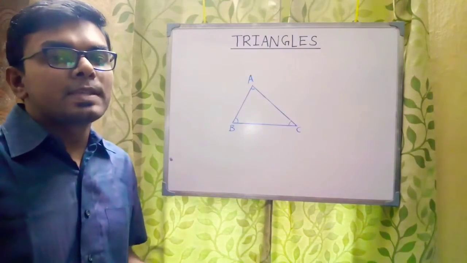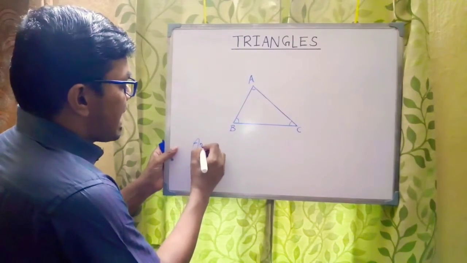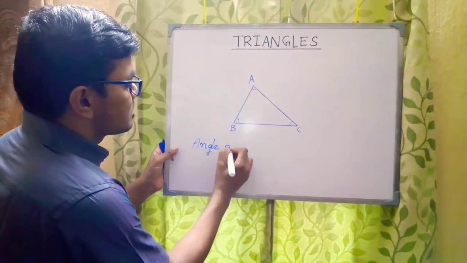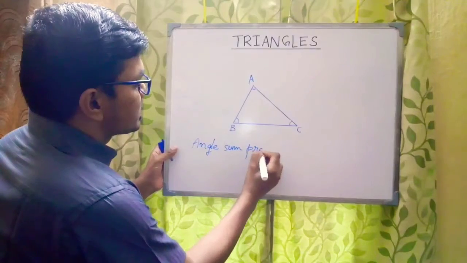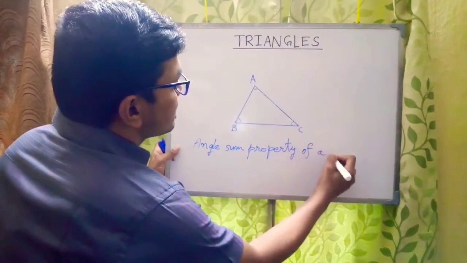Now we come to a very basic property of a triangle. This property is called the angle sum property of a triangle.